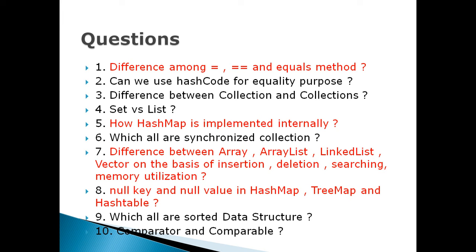Why? Because TreeMap is not sorting based on the value. It is sorting based on the key. Okay, so we can have many null values in TreeMap.